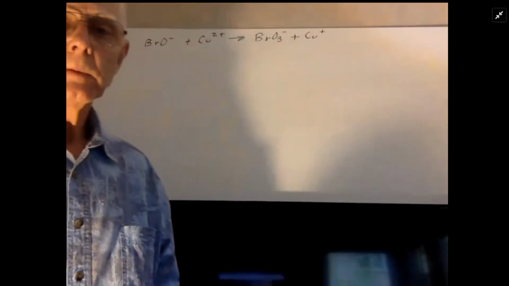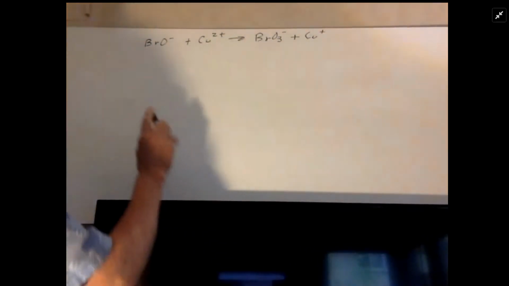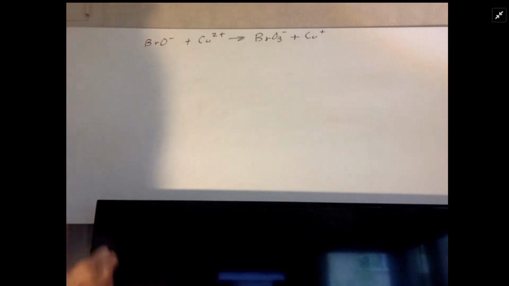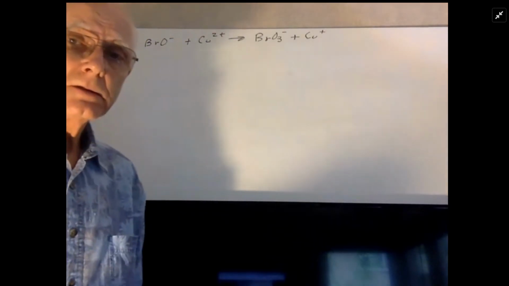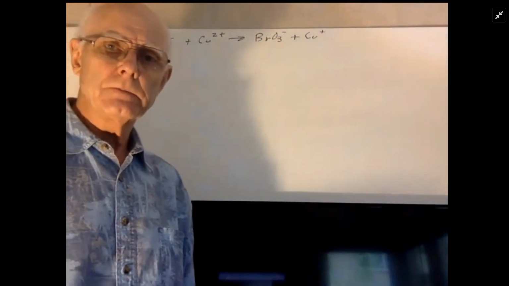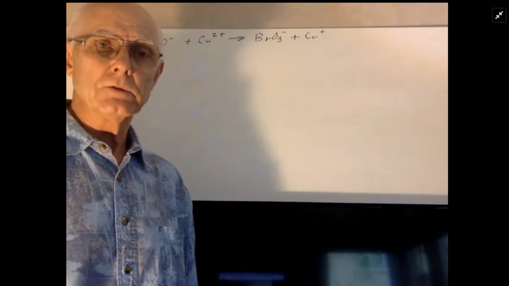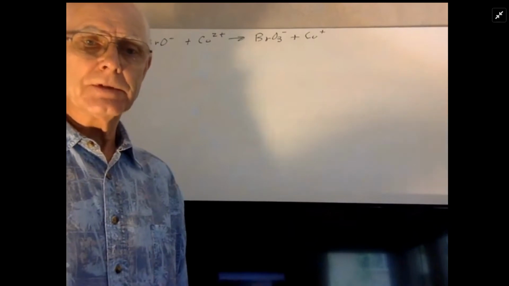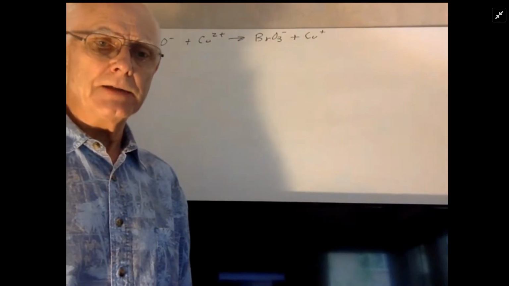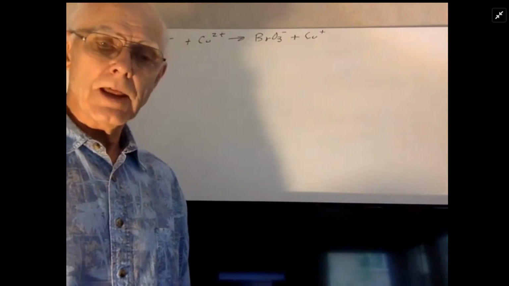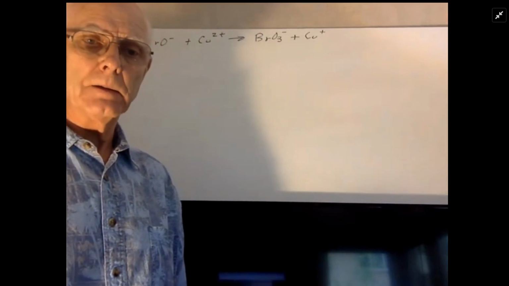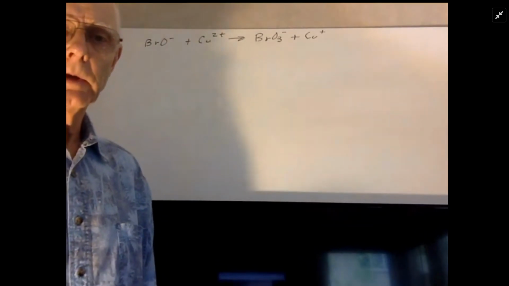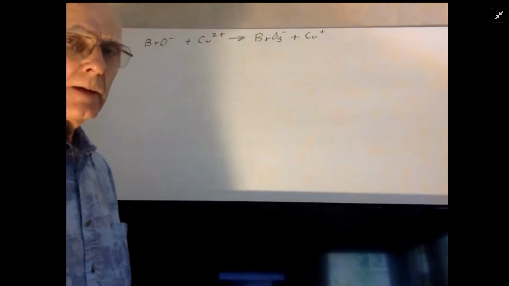So in this problem, we're trying to balance a redox reaction in basic solution. Oftentimes I would have a student who had trouble balancing in basic solution, but they could balance in acid solution. So I would just tell them to go ahead and balance it in acid and then neutralize it at the end by adding hydroxide to both sides.